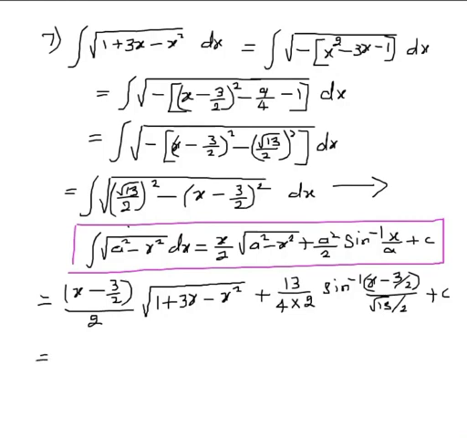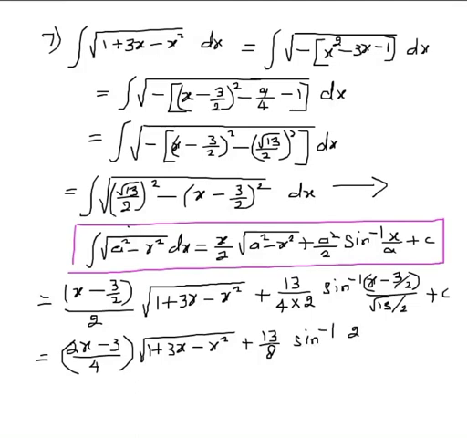Let us take LCM and simplify. 2x minus 3 divided by 4 root of 1 plus 3x minus x square plus 13 divided by 8 sine inverse of, here also let us take LCM. We can cancel those LCMs too. So we get 2x minus 3 divided by root 13 and plus c.